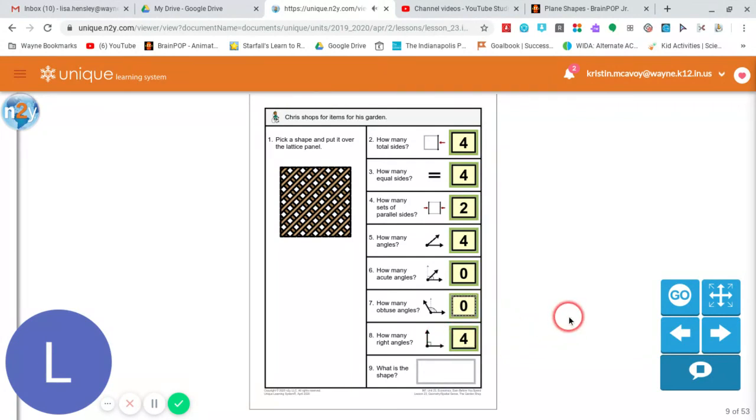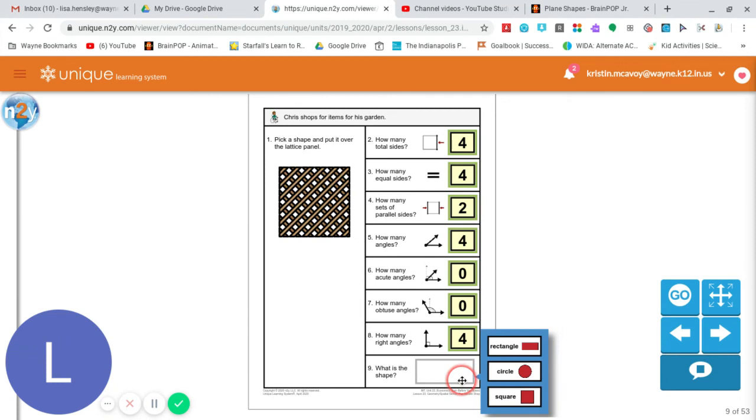0. Now, the final question, and it's something you probably knew from the very beginning when we started. What is the shape? Is this a rectangle, a circle, or a square? Of course, it's a square.